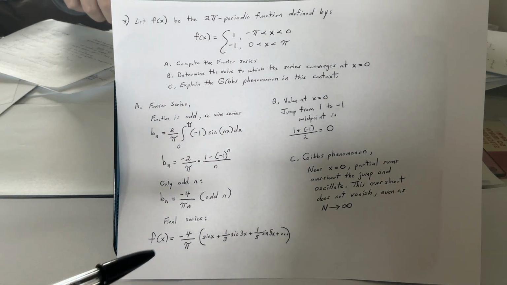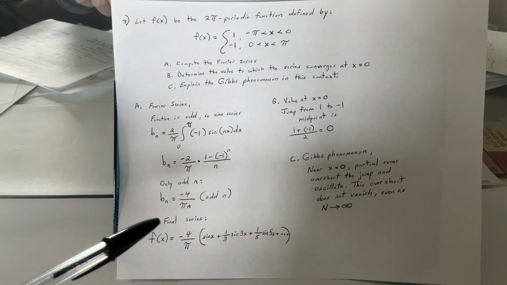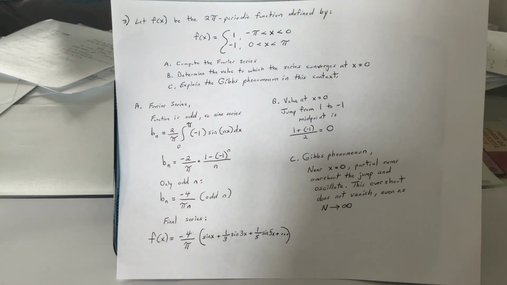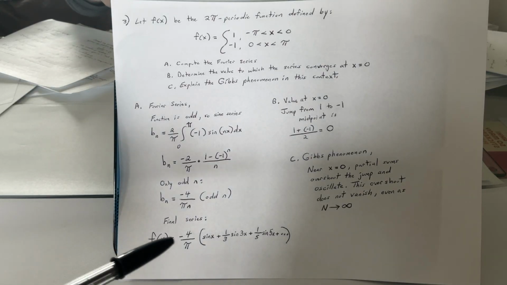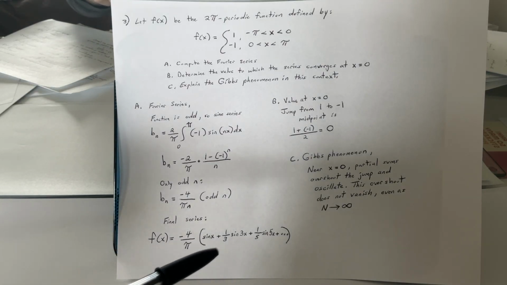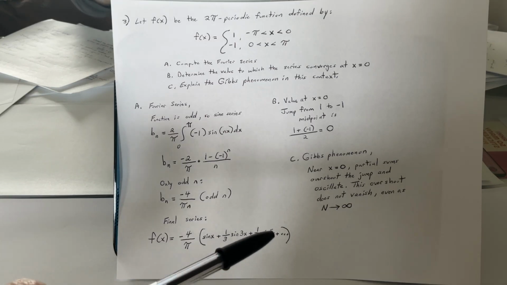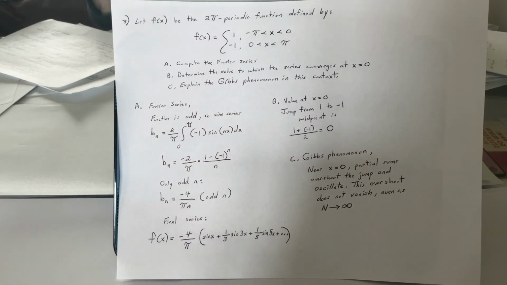So the final series here is going to be f of x equals negative 4 over pi, and then we could write this out of what this would look like here on the right hand side, the quantity sine of x, and then plus 1/3 sine 3x plus 1/5 sine 5x. Next term would be 1/7 sine 7x, then plus 1/9 sine 9x, and so on and so forth. So that's what we get for our final series for letter A.